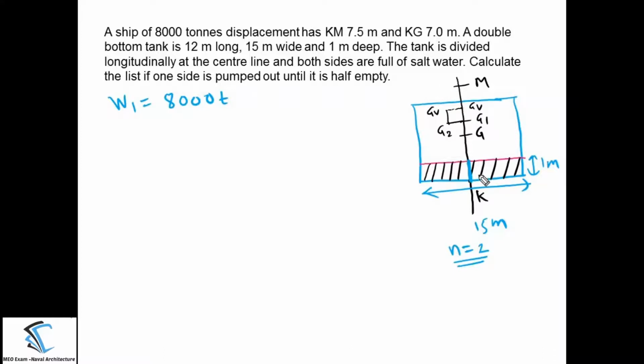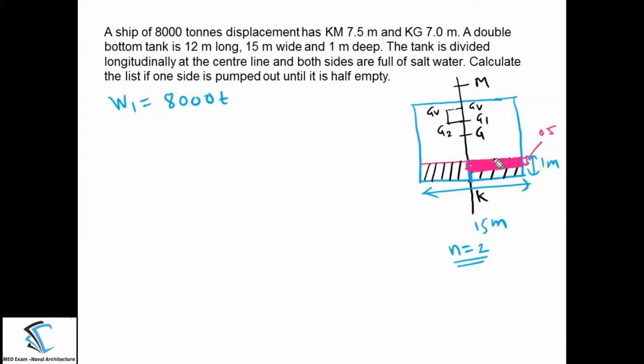What they are doing now, they are removing the water from only one side. Let me consider that one side means I am removing the water from the starboard side somewhere here. So this half of the water I am removing or pumping out. So depth of this water is 0.5 as the total depth of the double bottom is 1 meter. So you are removing the weight from the starboard side.